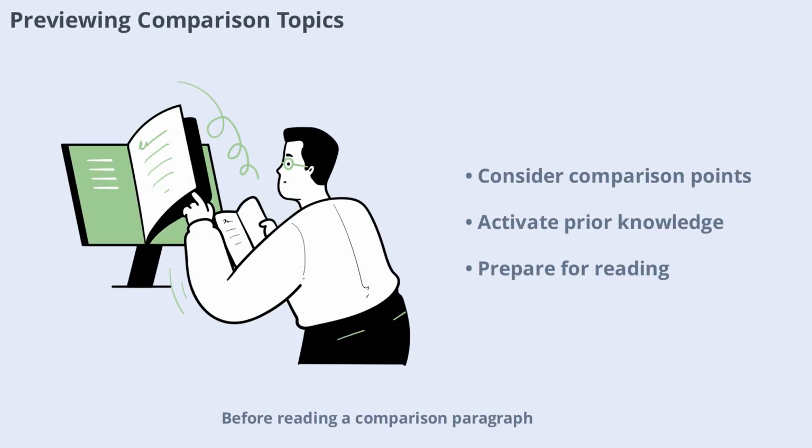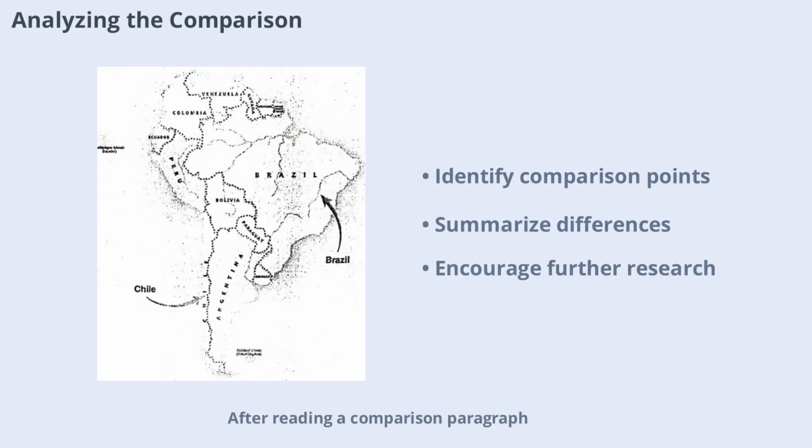Before reading a comparison paragraph, it's helpful to think about what you might compare. For example, when comparing two cities or countries, you could look at their size, population, language, culture, or geography. Thinking about what you already know about the topics helps you understand the paragraph better and prepares you to notice key differences.